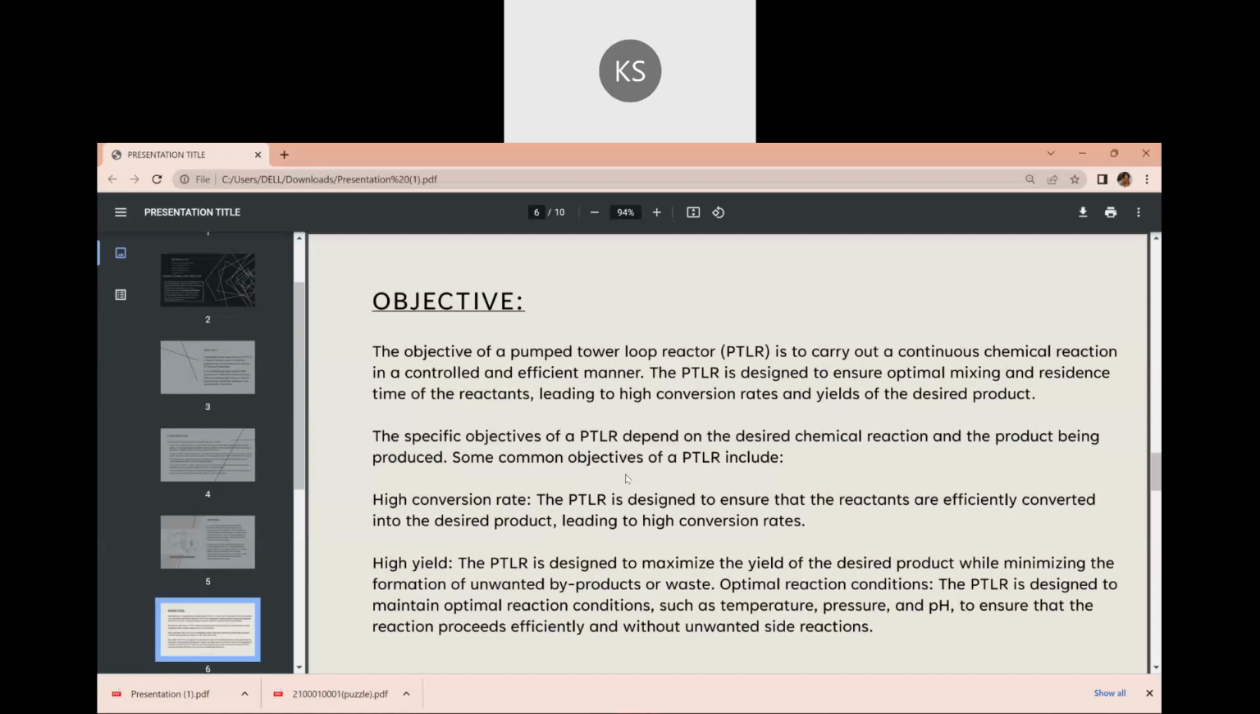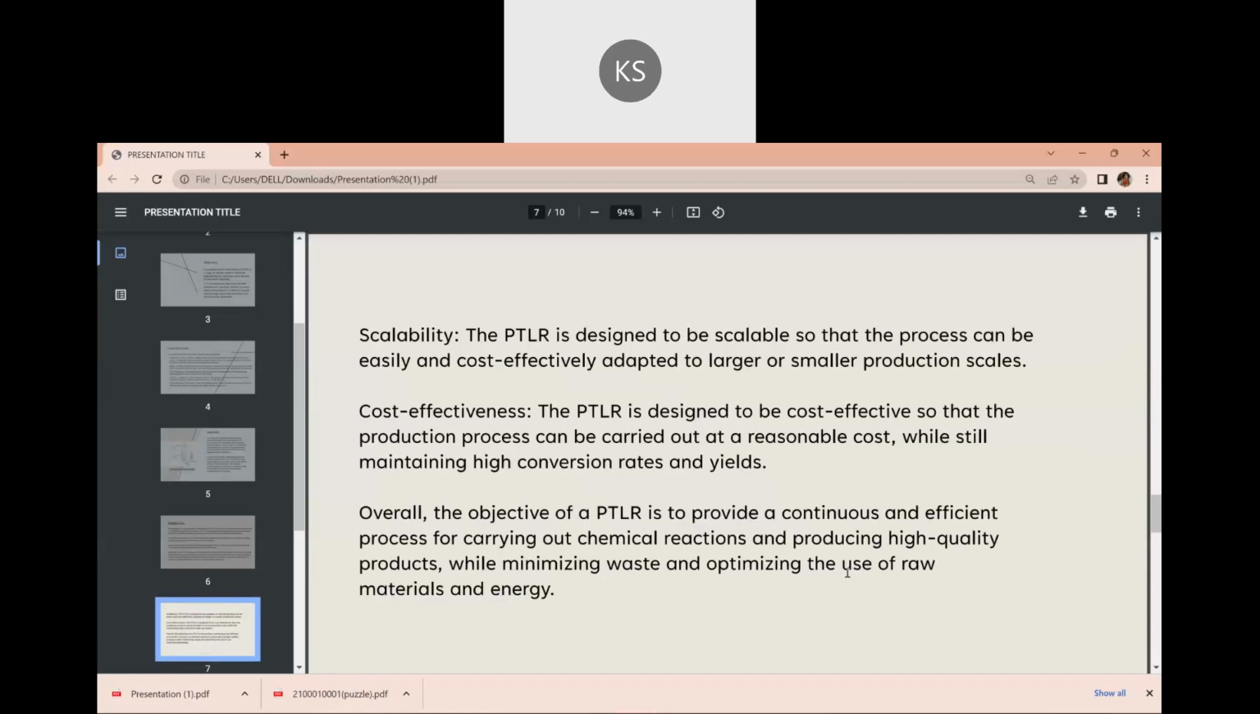The pump tower loop reactor is designed to maximize the yield of the desired product while minimizing the formation of unwanted products or waste. So, when maintained at optimal temperature, pressure, and pH, the reaction proceeds to a great extent, and thereby the desired product itself is obtained with a minimal amount of impurities only. Scalability. The pump tower loop reactor is designed to be scalable so that the process can be easily and effectively adapted to larger or smaller production scales.